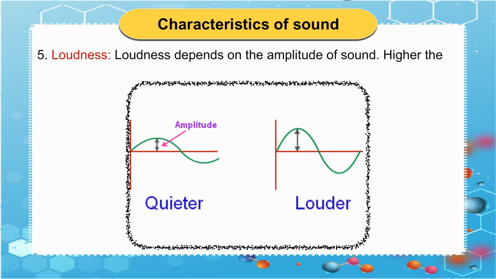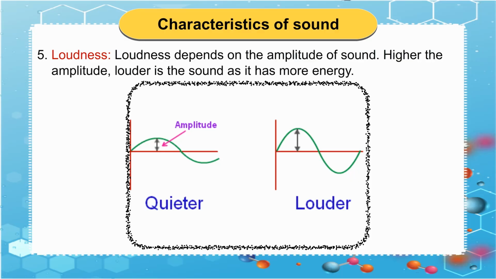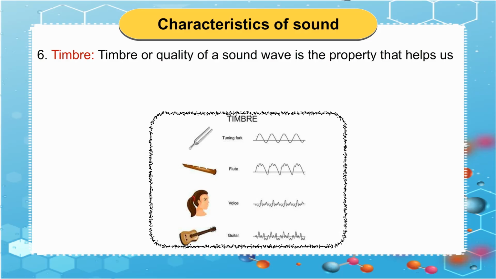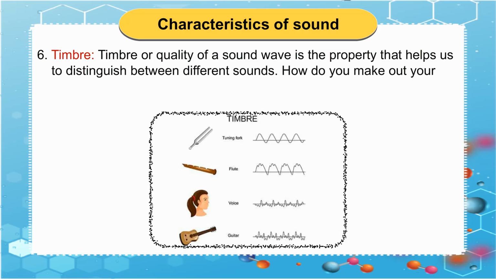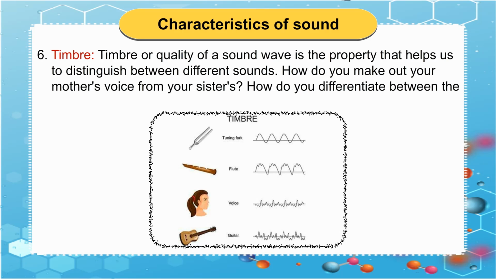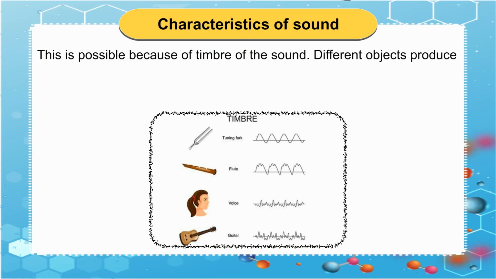5. Loudness. Loudness depends on the amplitude of sound. Higher the amplitude, louder is the sound as it has more energy. 6. Timbre. Timbre or quality of a sound wave is the property that helps us to distinguish between different sounds. How do you make out your mother's voice from your sister's? How do you differentiate between the sounds of a guitar and a keyboard? This is possible because of timbre of the sound.